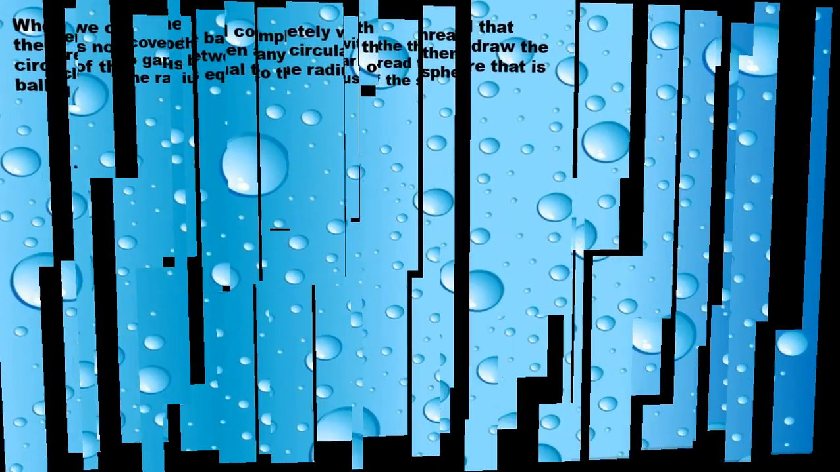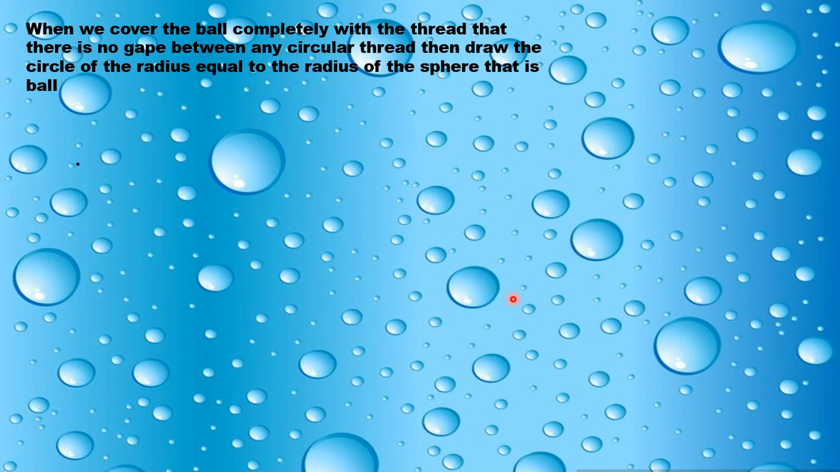Then afterwards, whatever the radius of the ball, that much radius we have to take and draw the circle. When we cover the ball completely with the thread and there is no gap between any circular thread, we draw a circle of radius equal to the radius of the sphere. So here it is, the circle with center, where the radius of this circle is equal to the radius of the ball.